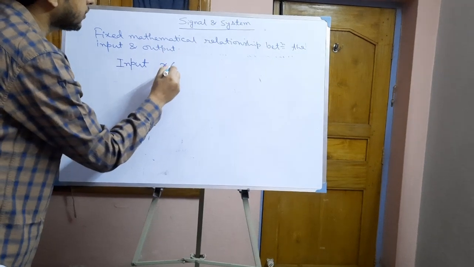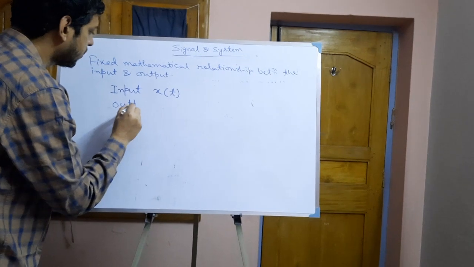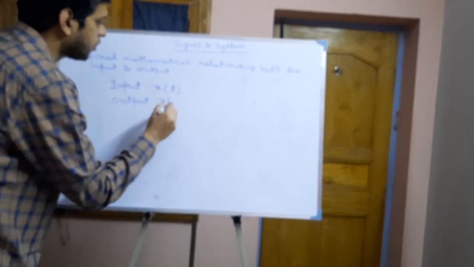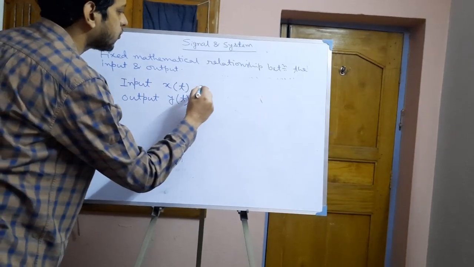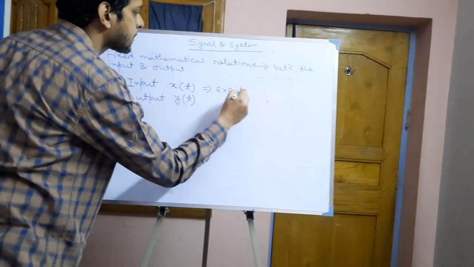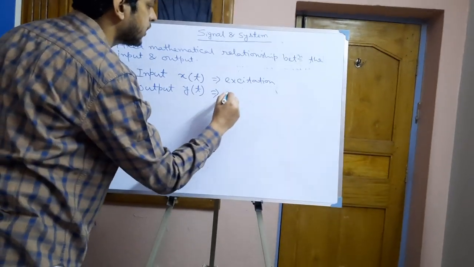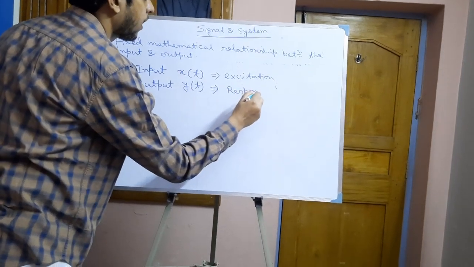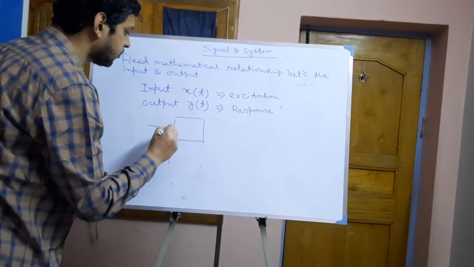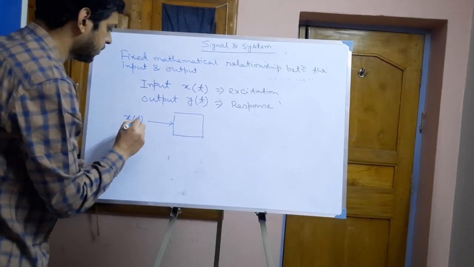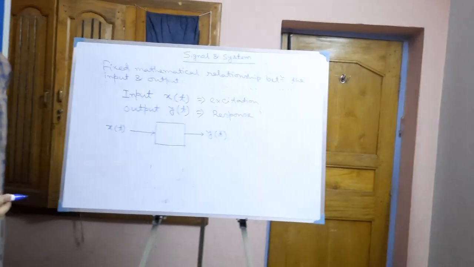The input can be expressed as x(t) and the output we will express as y(t). Input is often called excitation and output is often called response. As a whole, the representation of a system is: x(t) is the input and y(t) is the output.